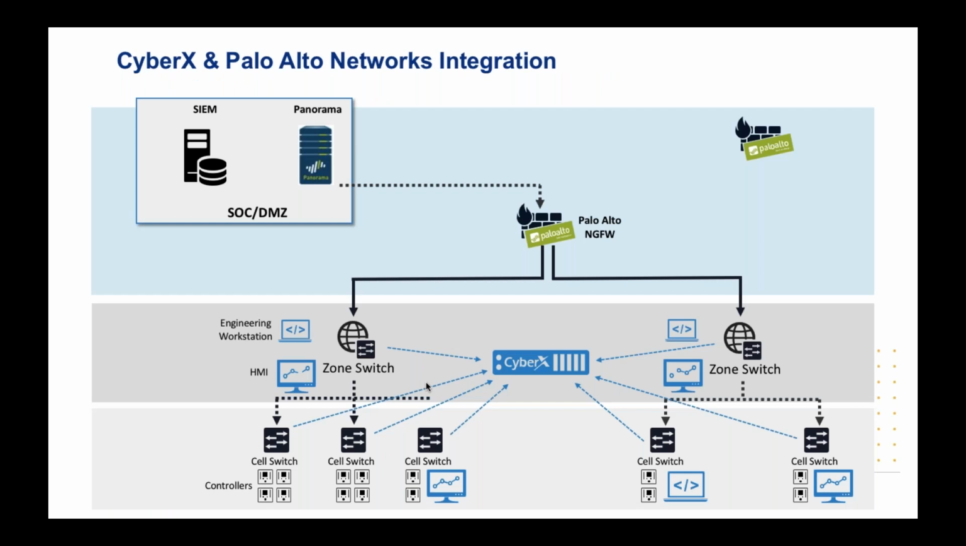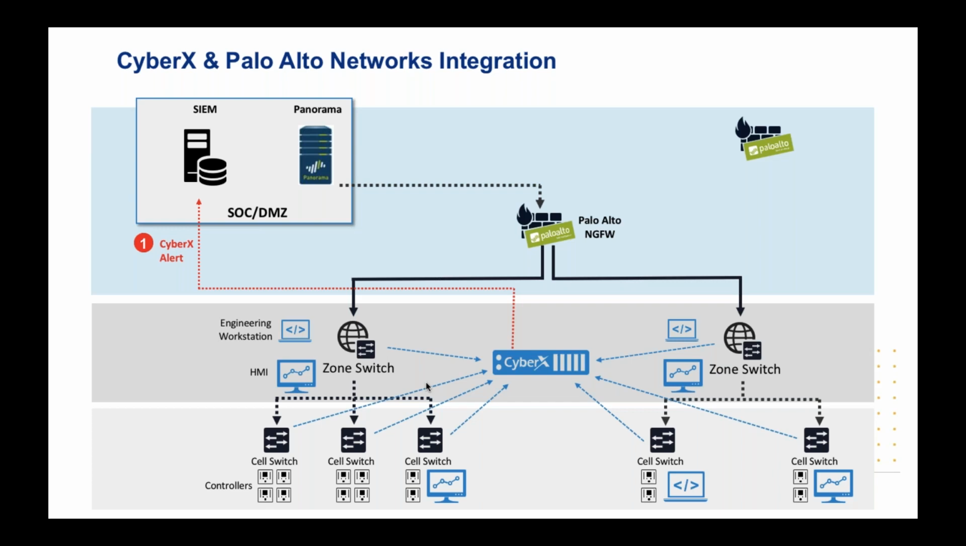So from an architectural standpoint, here's what's happening. Your OT network is on the 2 layers on the bottom here. CyberX is performing asset discovery in that OT network and is doing continuous network monitoring, looking for anomalies. If it finds an anomaly, it sends an alert to your SIEM in your IT network and presumably in your security operations center or your DMZ.